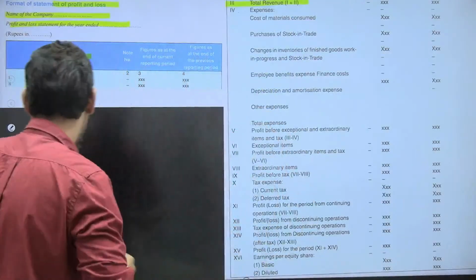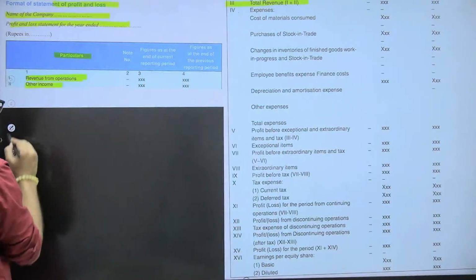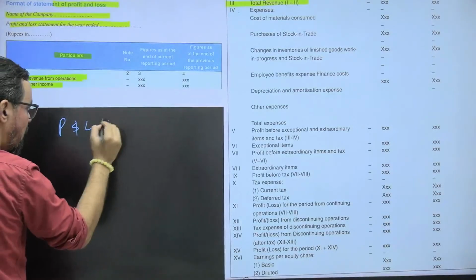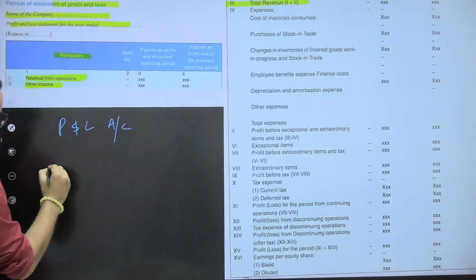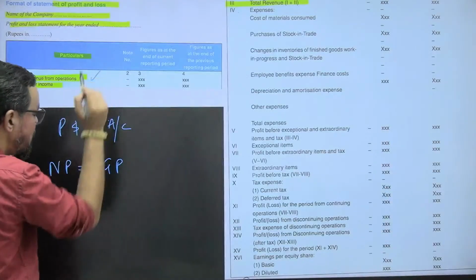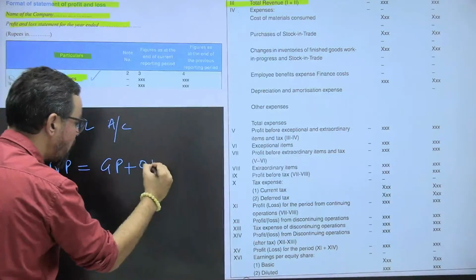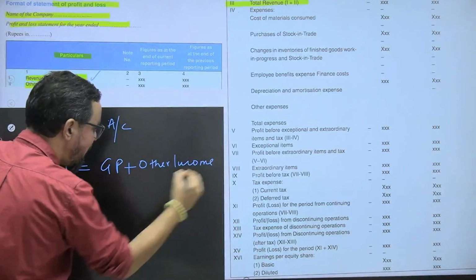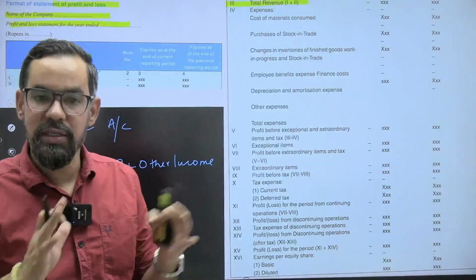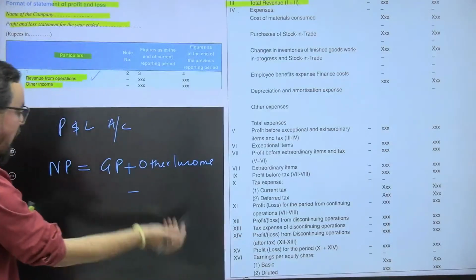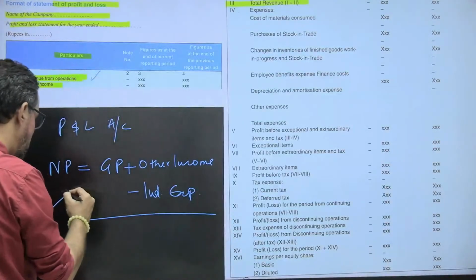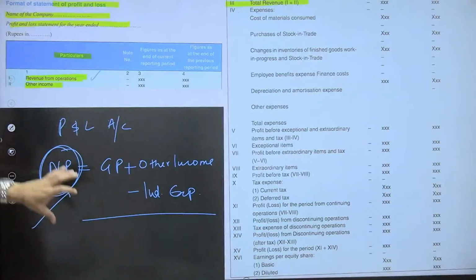So if you ask me for a simple equation of the net profit, the profit and loss account generally lets us know the net profit. Net profit is basically your gross profit, which is your revenue from operations, plus other income. Other income like dividend received, commission received, these kinds of items generally come under other income. Minus indirect expenses. So this is the basic formula to solve for net profit. That is how we calculate net profit.